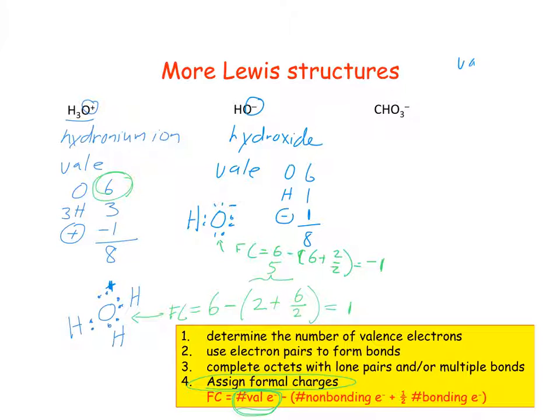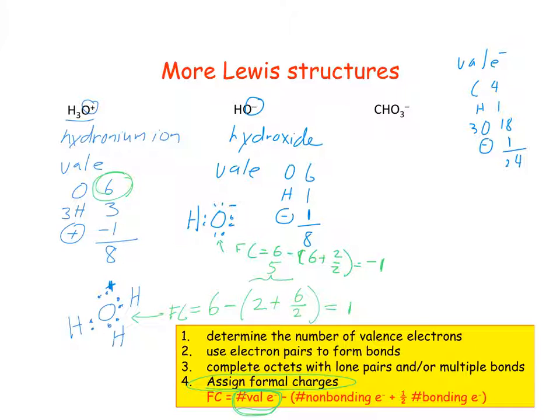So let's do our valence electrons up here. We have a carbon, 4. We have a hydrogen, 1. We have 3 oxygens. How many is oxygen? Oxygen has 6, so 3 times 6, 18. And we have a minus charge. And what does that do? That adds 1 more. So we add up to 24 valence electrons.